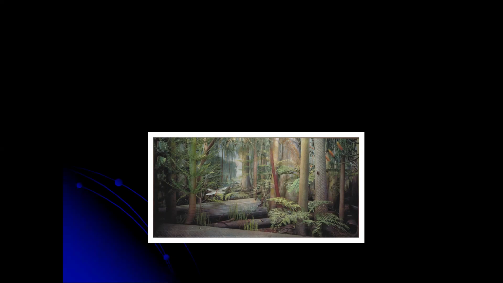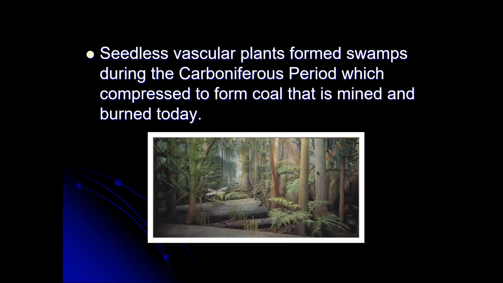Okay. That oil, as it ages under certain types of pressure, will turn into coal. And if it doesn't experience those types of pressures, it stays an oil deposit. So, oh, there's the, I didn't remember I had words on this slide. Okay, there it is. Seedless vascular plants form swamps during the Carboniferous period, which compress to form coal that's mined and burned today.